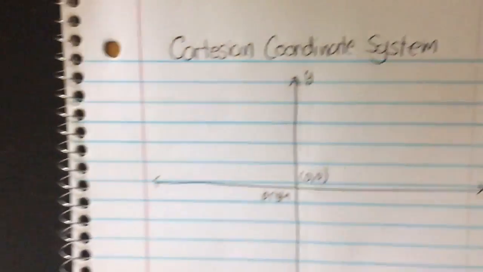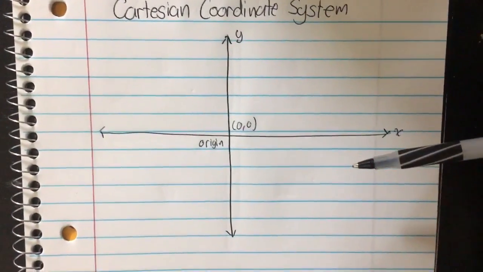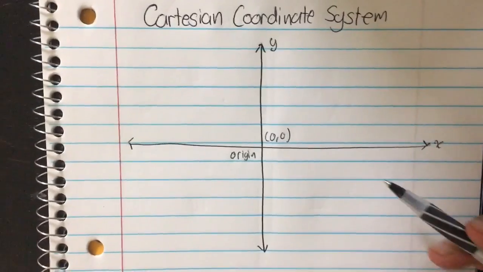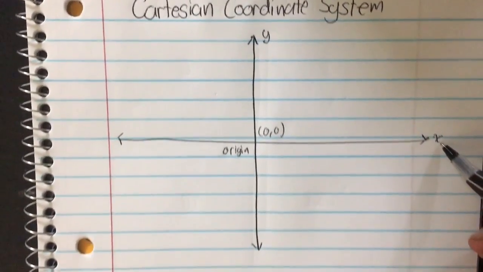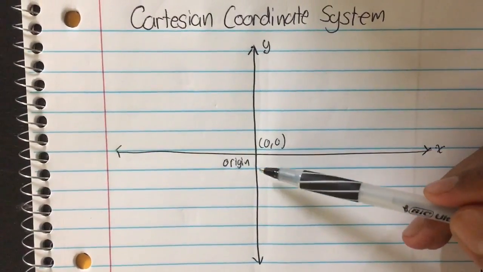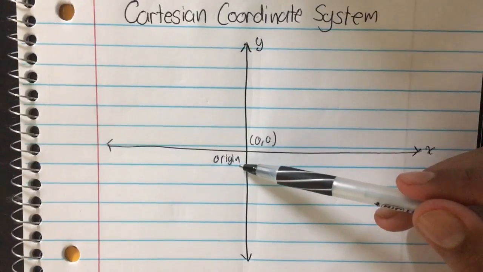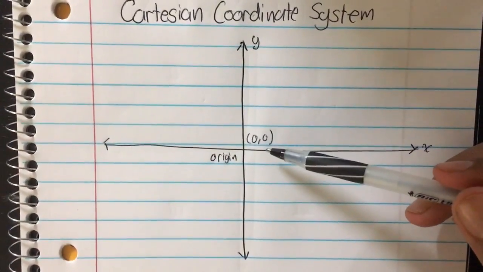In the Cartesian coordinate system, there are two lines, one vertical and one horizontal. The horizontal line is most commonly known as the x-axis, and the vertical line is known as the y-axis. The point where both these axes intersect is called the origin, or point (0, 0).